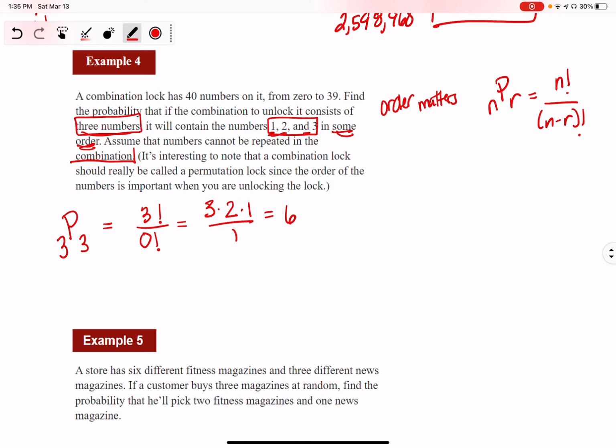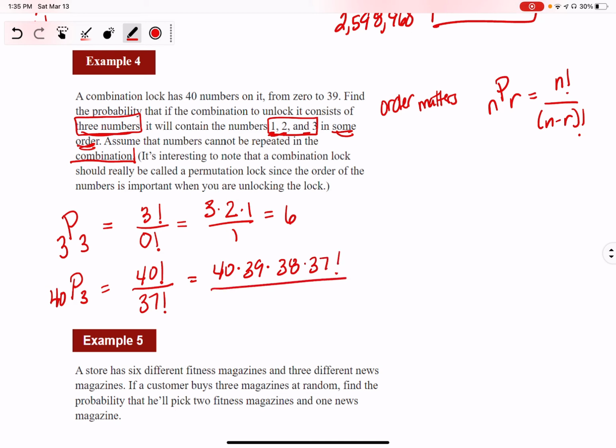Now we have to look for the total number of combinations as a permutation of the 40 numbers taken 3 at a time. So now we're looking at it with 40 taken 3 at a time. 40 factorial over 40 minus 3, which is 37 factorial, which is 40, 39, 38, 37 factorial over 37 factorial. Cancel those out, and we're left with 59,280 as our total.